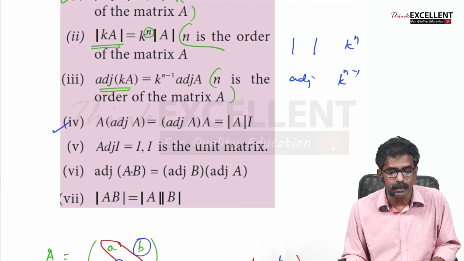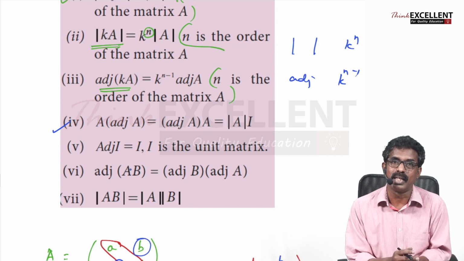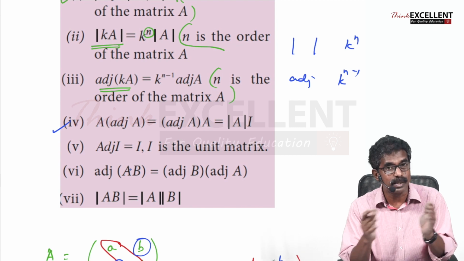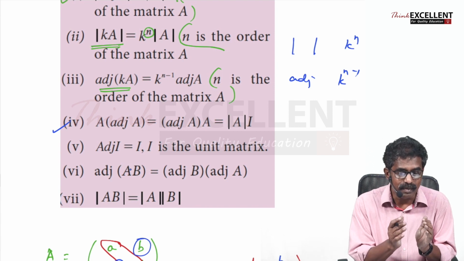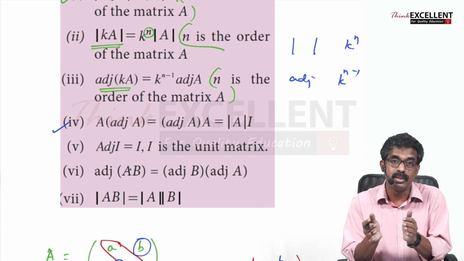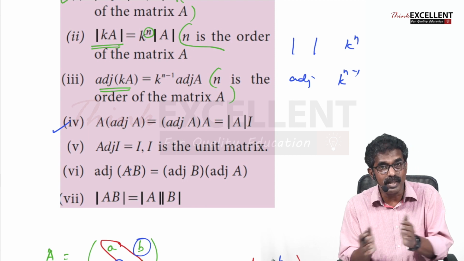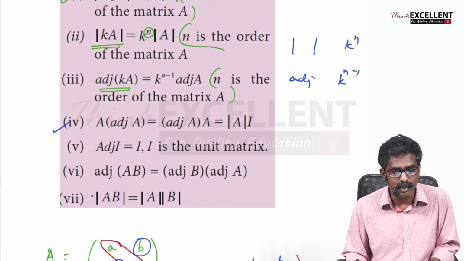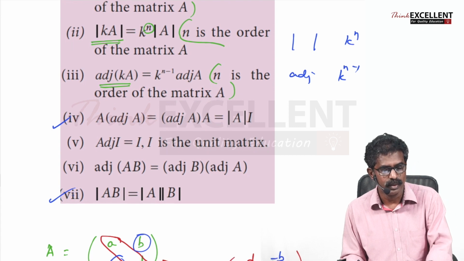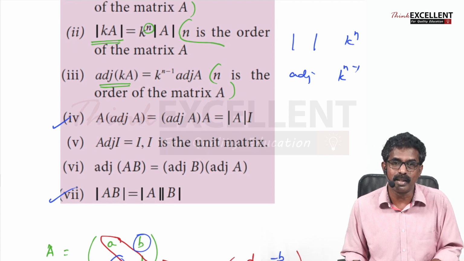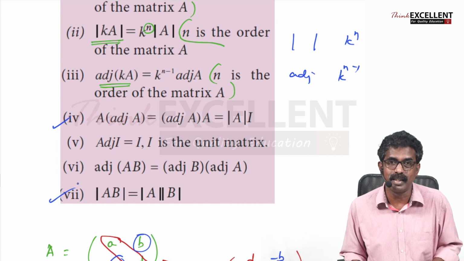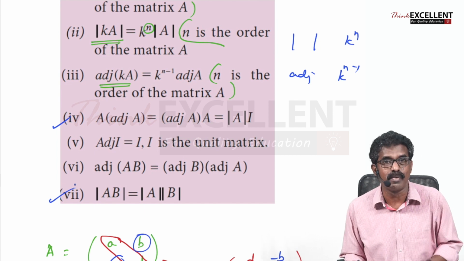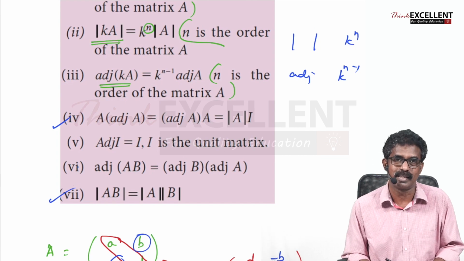Adjoint of AB. Reverse order you should write. AB transpose, you know. What's AB transpose? B transpose, A transpose. Same way, adjoint AB is adjoint B into adjoint A. Reverse order. Determinant AB is determinant A into determinant B. Today we used it in one sum. So that's all. You prepare all these things. Next class we are going to study another very important result: how to find inverse of a matrix. Okay, we'll see you in the next class.